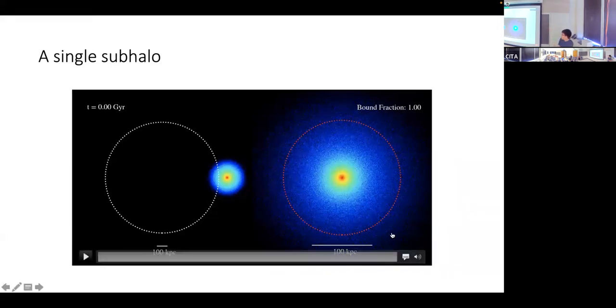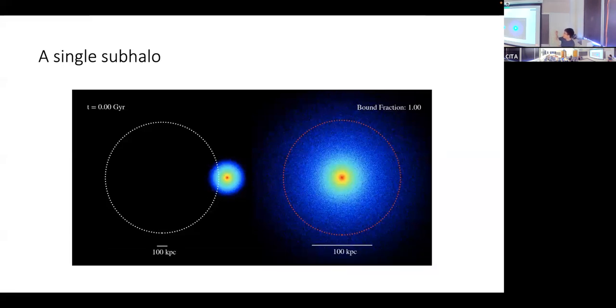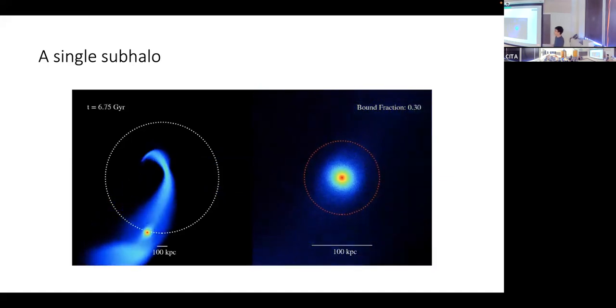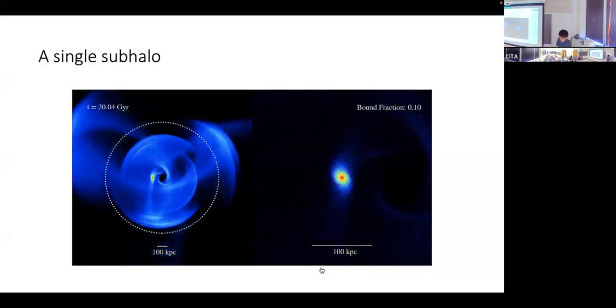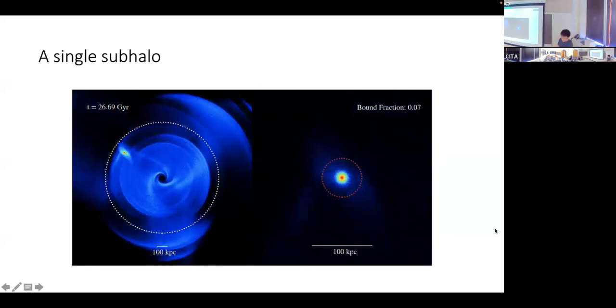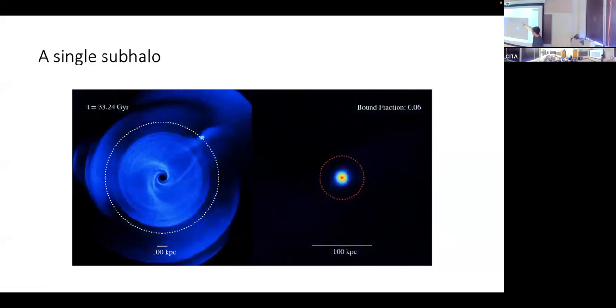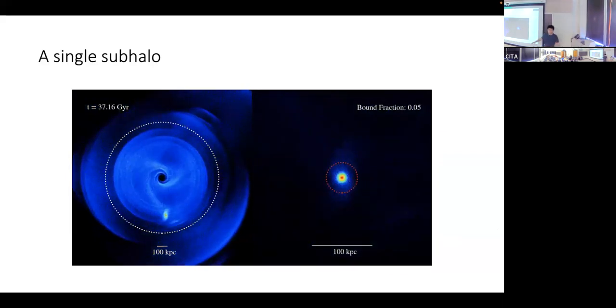On the right panel, I show the subhalo in coordinates centered on the subhalo. The red dashed curve shows the tidal radius of the subhalo, which is basically the radius where the self-gravity of the subhalo is balanced by the tidal forces from the host. As we can see, when the subhalo falls into the potential of the host, its mass is gradually stripped and it becomes less dense. One interesting thing is that when the subhalo goes from the apocenter to the pericenter, its tidal radius shrinks a lot. At the pericenter, the tidal radius can become very small, so a lot of the mass outside this tidal radius will be lost.